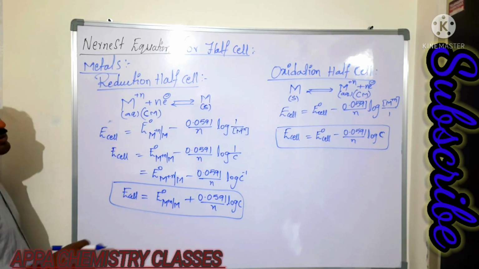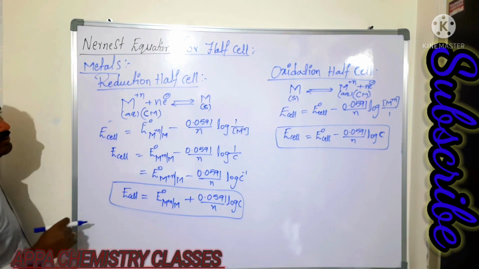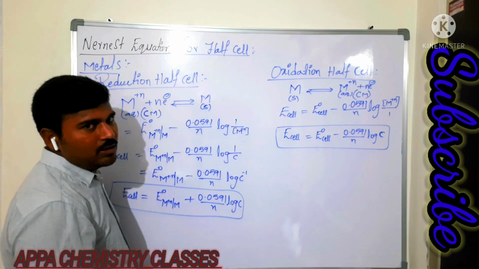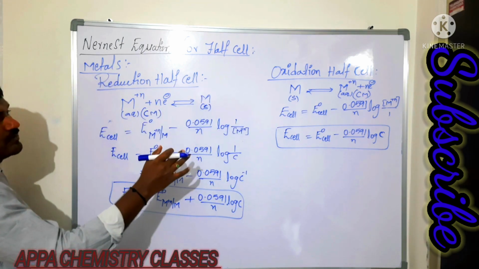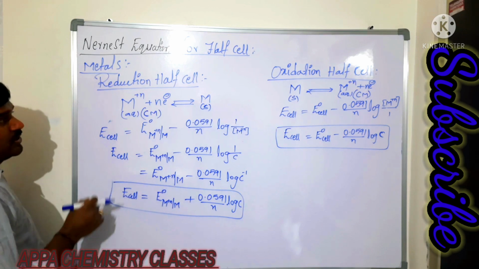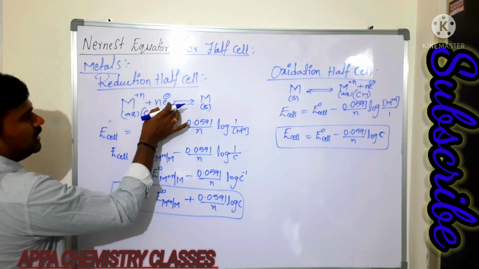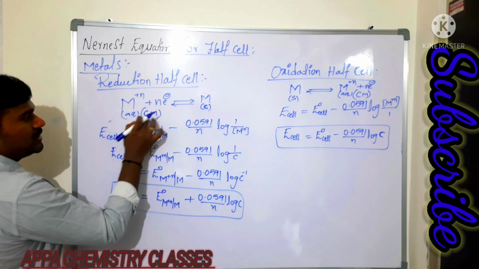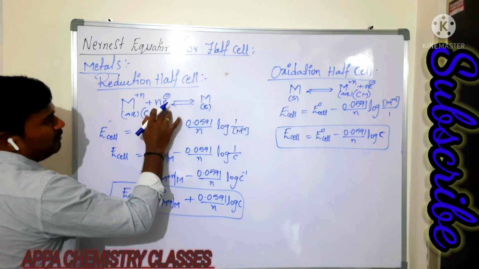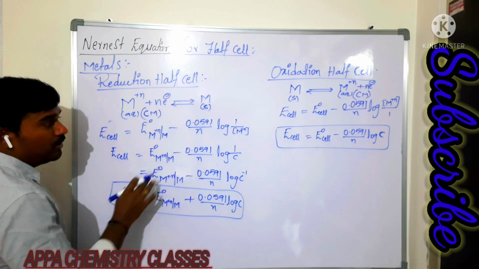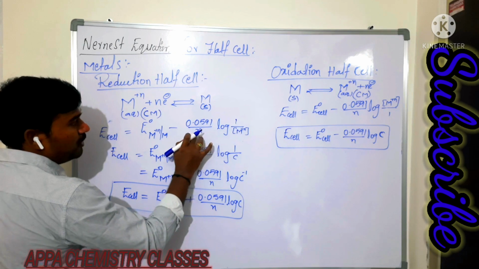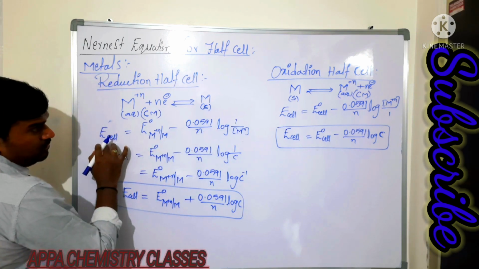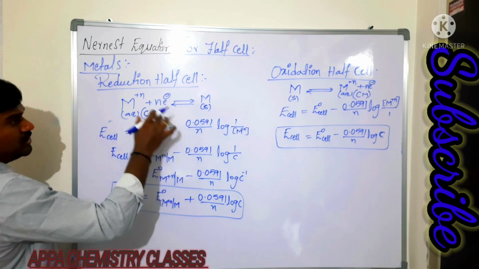For metal electrodes, let's see how to apply the Nernst equation. Some metals will participate in reduction, some metals will participate in oxidation. In the case of a reduction half cell, when the metal ion gains electrons, it is converted to metal. It is in aqueous solution whose concentration is C, and by gaining n number of electrons it is converting into M. In the Nernst equation, n is the number of electrons gained or lost. This is the electrode Nernst equation for this reaction.